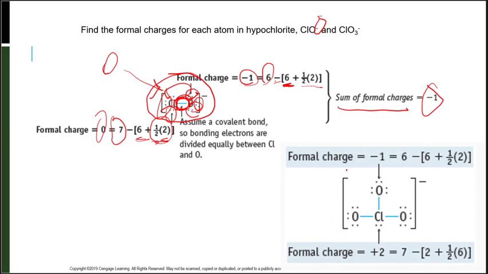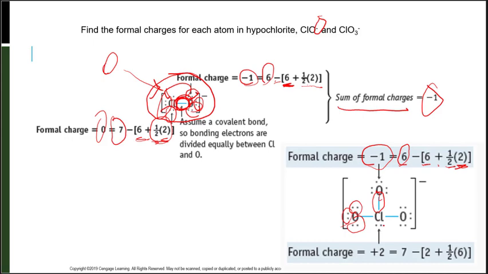Each of these oxygens look the same, so we're going to find the formal charge of one oxygen, and that will be for all of them. Oxygen has 6 valence electrons. Each oxygen has 2, 4, 6 that are in lone pairs, plus 1/2 of, each oxygen has a single bond, so 2 that are in bonds. 6 minus 7 is -1. Each oxygen has a -1 formal charge.